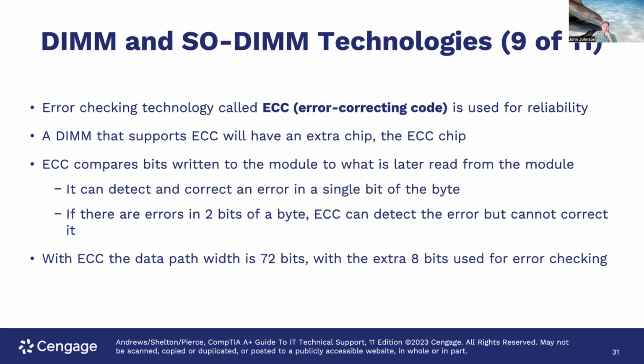So error checking technology is called ECC, error correcting code. It's used for reliability. A DIMM that supports ECC will have an extra chip, the ECC chip. And also think error correcting code, because this gives you that reliability, you're looking at extra cost as well. ECC compares the bits written to the module to what is later read from the module. It can detect and correct an error in a single bit of the byte. If there are errors in 2 bits of the byte, the ECC can detect the error, but it can't correct it. So with ECC, the data path width is 72 bits, with the extra 8 bits used for error checking.